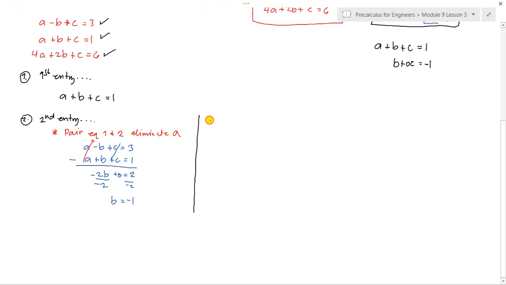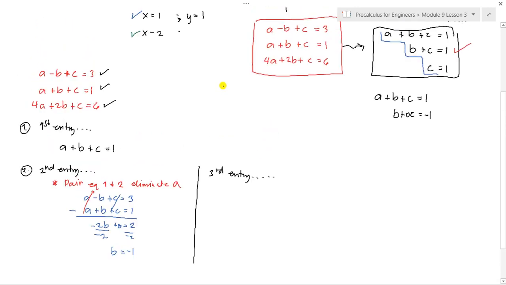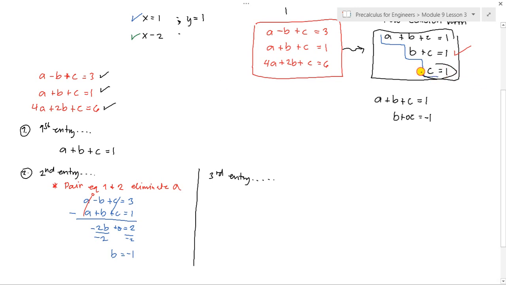To solve for the third entry in our row echelon form, the third entry should just be C. Should C be equal to 1? Or C is equal to any constant. Not necessarily that C is equal to 1. C is equal to any constant.